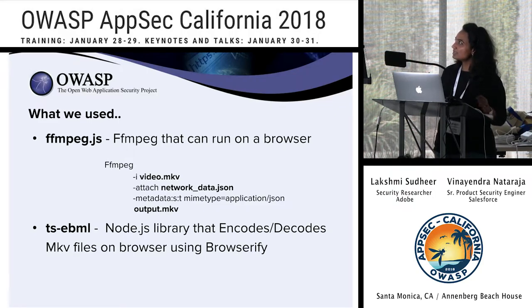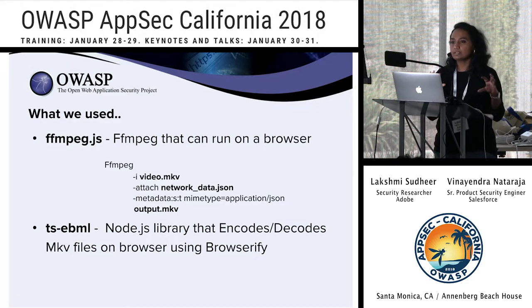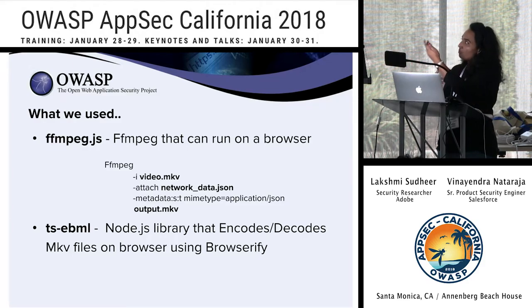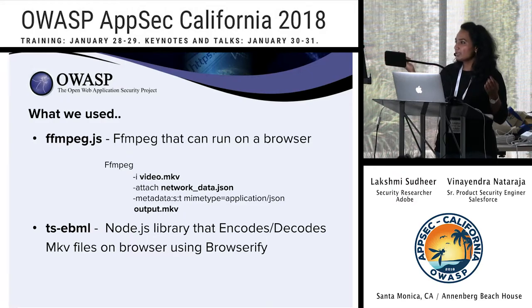But then we found that it's a little slower than what we would hope it was. That's when we came across TSEBML, which is a Node.js library. It performs the same thing, but it supports fewer codecs. So we have used both. We first go to TSEBML, and we let that attach the network data to the screen data out here. And in case that doesn't work, we have a fallback on ffmpeg.js. Either way, you have a reliable way of having your network data and screen data together.